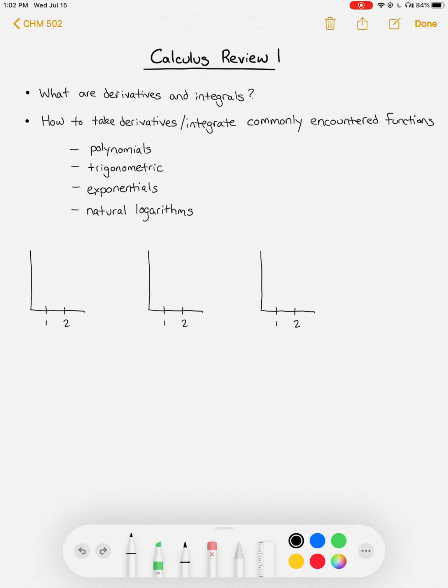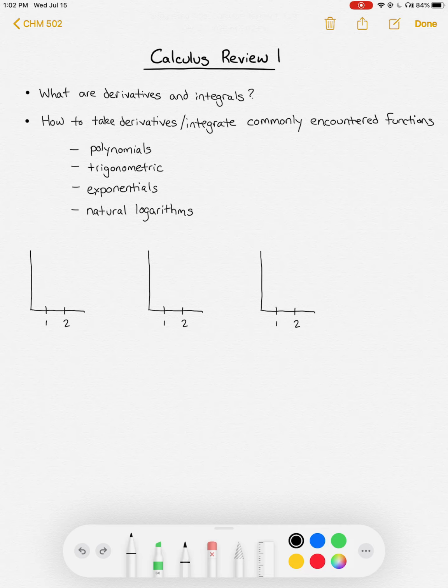This review will cover what derivatives and integrals are, and it will also cover how to take derivatives and integrals of functions that we will commonly encounter over the course of our 2 semesters of PChem. So I want to start off with a review of what derivatives and integrals are for those of you who haven't taken calculus in a while.